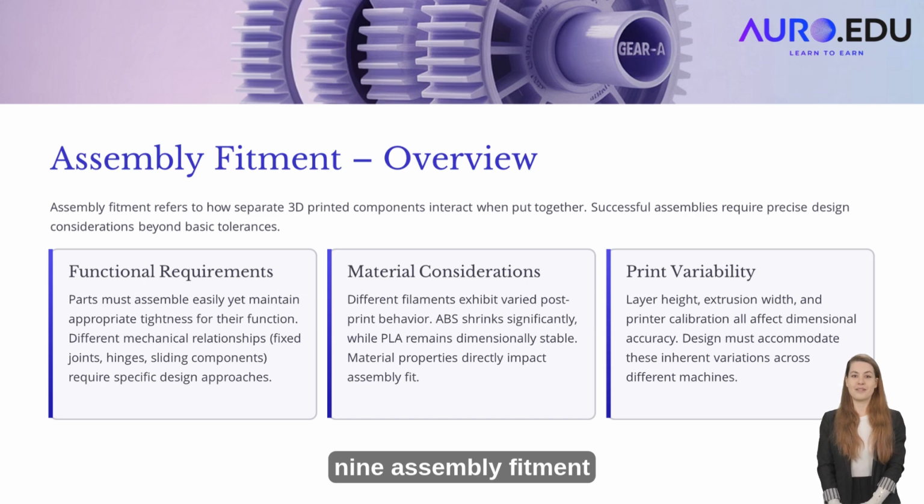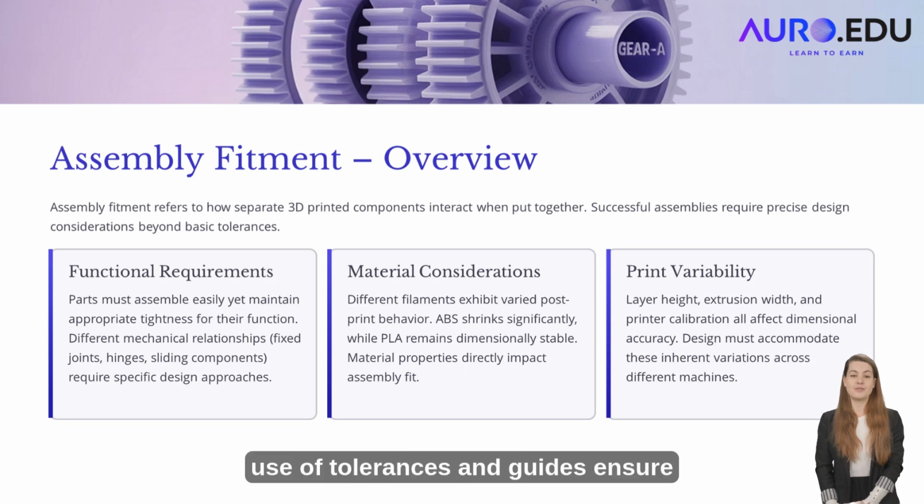9. Assembly fitment. Overview. Parts that must fit together after printing need precise design. Too tight, and you'll need sanding. Too loose, and you'll get a shaky fit. Thoughtful use of tolerances and guides ensures smooth assembly without post-processing. It's a critical skill in functional 3D design.